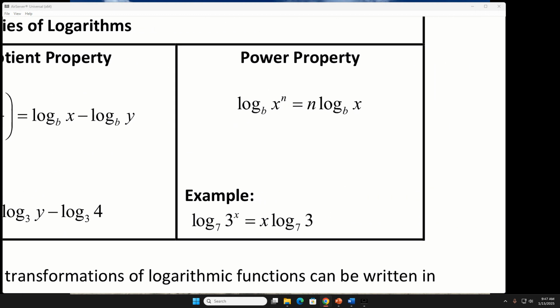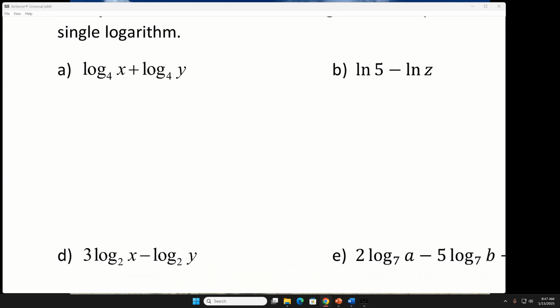All right, and then the final property is the power property. And so it's similar to with exponents. When you have a power raised to a power, you multiply those together. So when you have a logarithm of a power, you can take it and multiply by it in the front. Or if there is a number multiplied in the front, you can move it up to a logarithm to use the property in reverse.